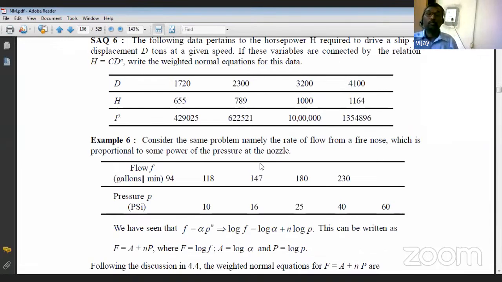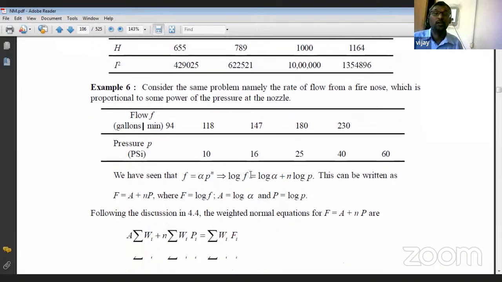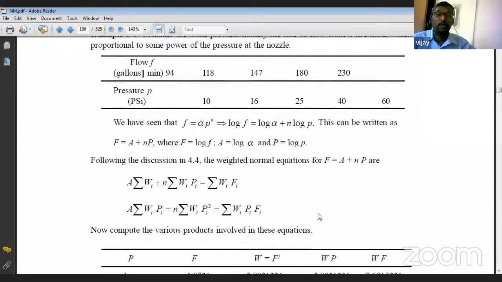Consider the same problem: the rate of flow from a fire hose, which is proportional to some power of pressure, with values 94, 118, 147, 180, 230, 10, 16, 128, 46. So F we are taking, again log of F is equal to log alpha plus n log P. You can write it as F is equal to A plus nP, where A is equal to log alpha, and P is equal to log P. I'm applying the A plus nP formula here.